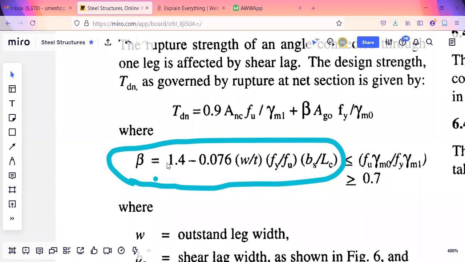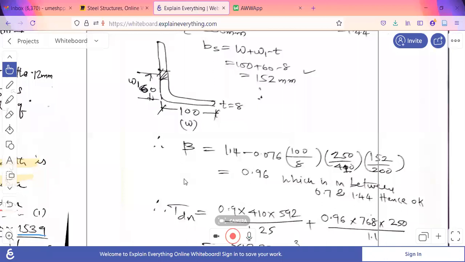It will come because it is an analysis problem. It means they have checked it and given it. I cannot change the section in analysis problems. In design, I can say I will go with some other section and I'll try for that. Here I cannot say like that. This is an analysis problem. So let us see this one here. This formula, W by T and all this. What is that you see here?